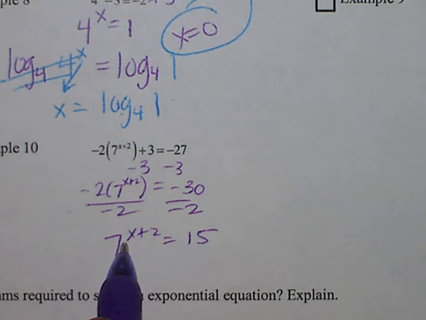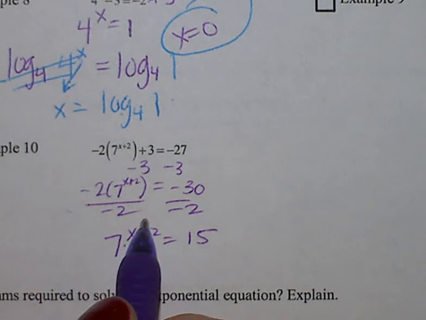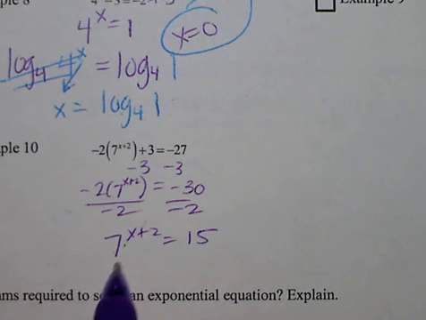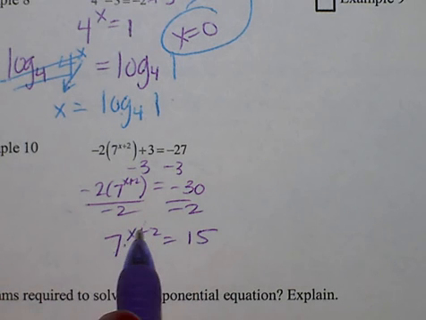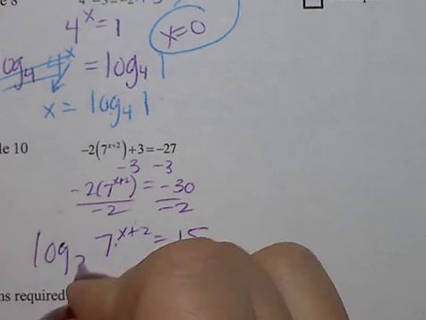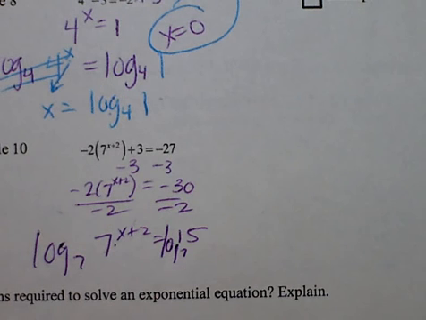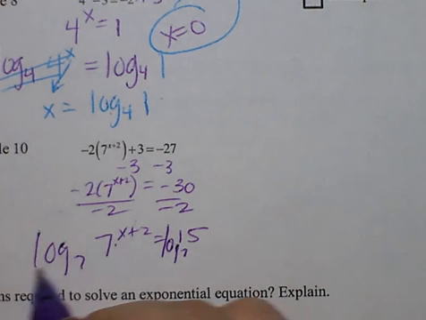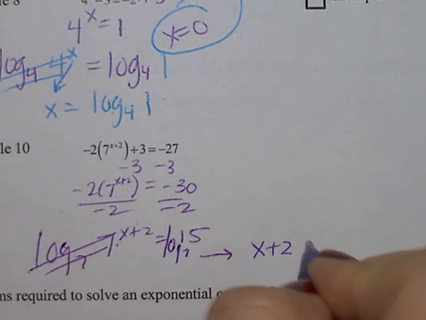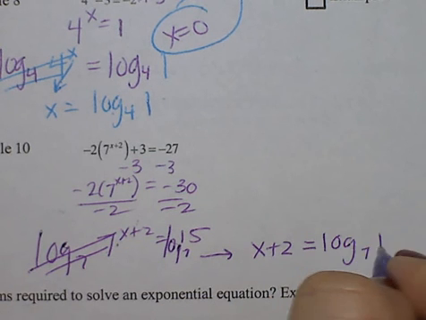Can you think of a number that you raise 7 to and you end up with 15? And if people are like, I'm not really sure, well, 7 to the first is 7, 7 to the second is 49. So there's a number, but it's not pretty. It's irrational. So we need logs. So let's do log base 7 on both sides. The logs and the 7 cancel. I'm going to come over here and I have x plus 2 equals log base 7 of 15.